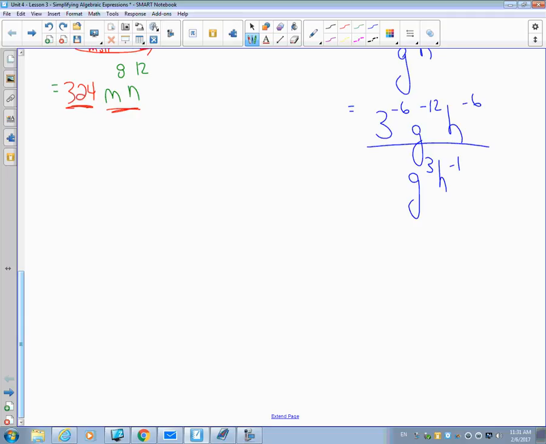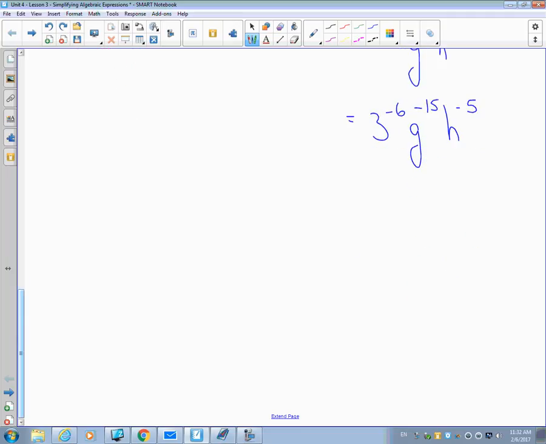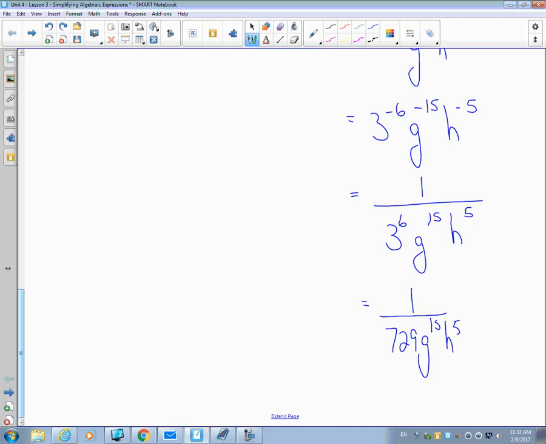Now I've got some division. So I can get 3 to the negative 6. g, we're going to subtract. Negative 12 minus 3 is negative 15. And negative 6 minus negative 1 is negative 5. I've gotten to the end, so I've got to deal with all my negative exponents. So, 1 on the top, 3 to the positive 6, g to the positive 15, h to the positive 5. We don't usually write 3 to the 6. We figure out the actual number. I believe it's 729, g15, h5, and don't forget, we got that 1 on top.